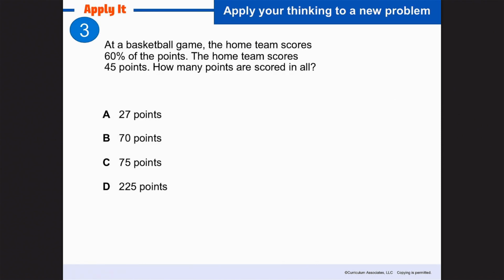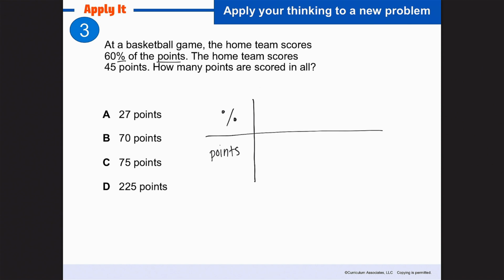Looking here at number 3, just like always, we're going to start with our ratio table. We'll fill in what we're comparing. We know we have percent. And then the other thing that we're talking about here is points. Okay. Now I'm going to go ahead and read the question to you and we'll get started filling this in.